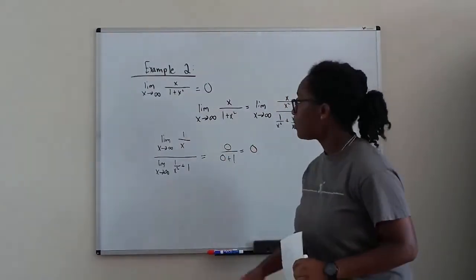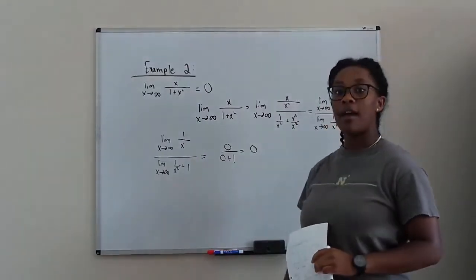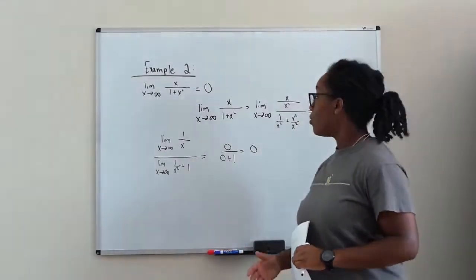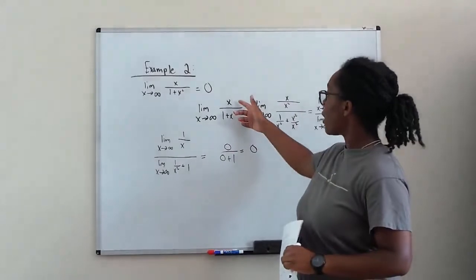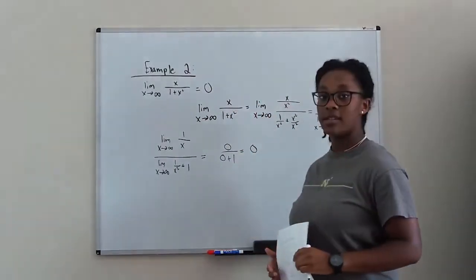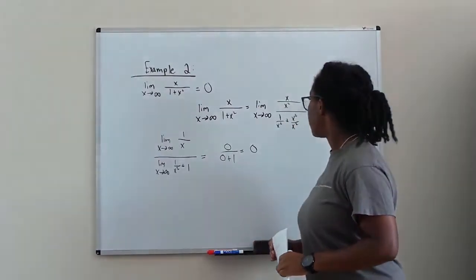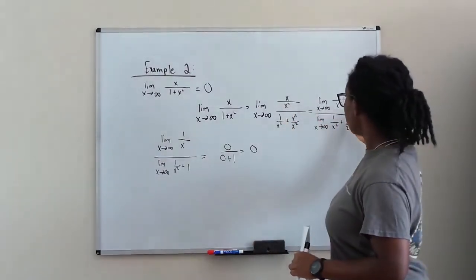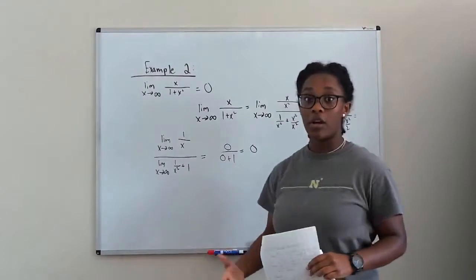Okay, so this was an example of how you solve limits at infinity. What you want to do is divide the numerator and the denominator by the highest power found in the denominator, which in this case was x squared. And what that does is it actually cancels out some things and it just makes it easier to solve.